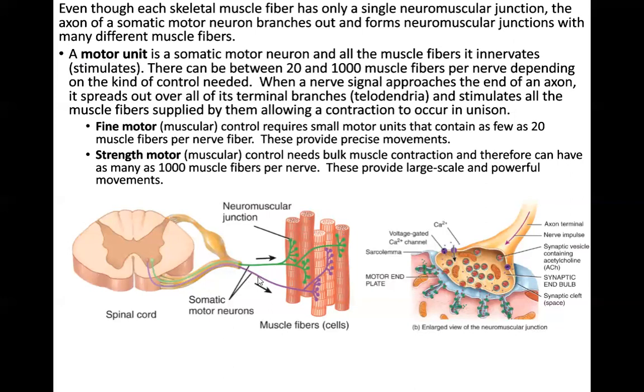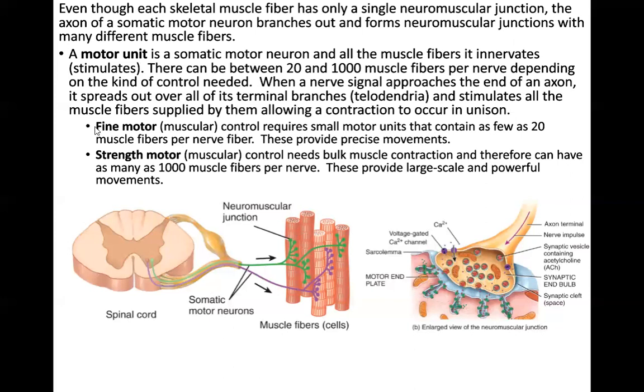In other words, it's the neuron plus the cells that it causes to contract. It can be as few as 20 muscle fibers, can be as many as 1,000, depending on what type of control is needed. When an action potential arrives at those distal branches, it is going to spread to every single one of those synaptic bulbs at the same time. And so each muscle fiber becomes excited at the same time, and they all contract in unison, all together at once. So if a nerve signal comes down this green one, this muscle cell and that muscle cell are all going to contract at the same time. If an action potential is coming down this purple one, this one and that one are going to contract at the same time.